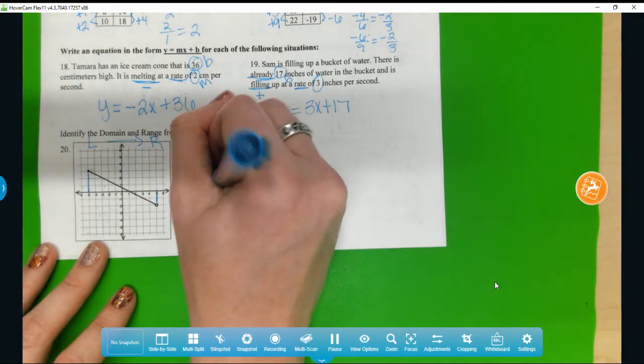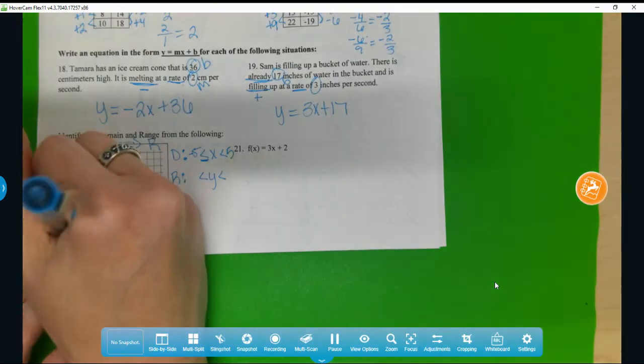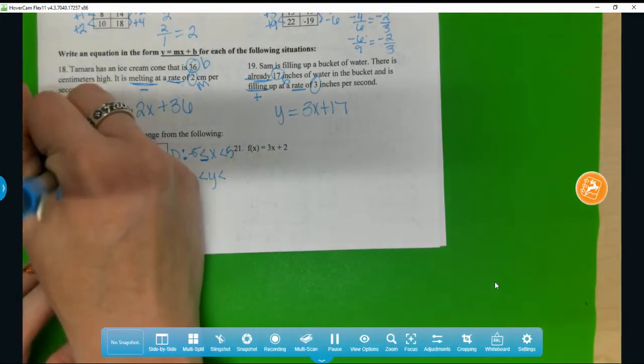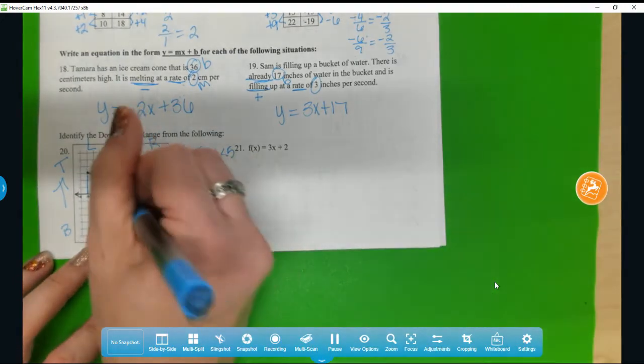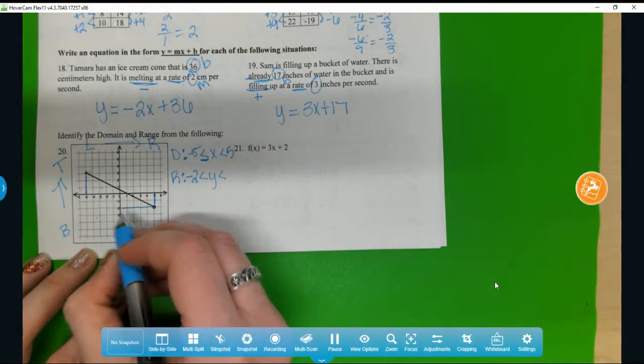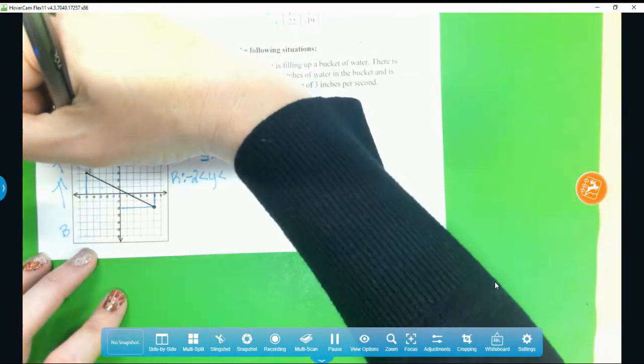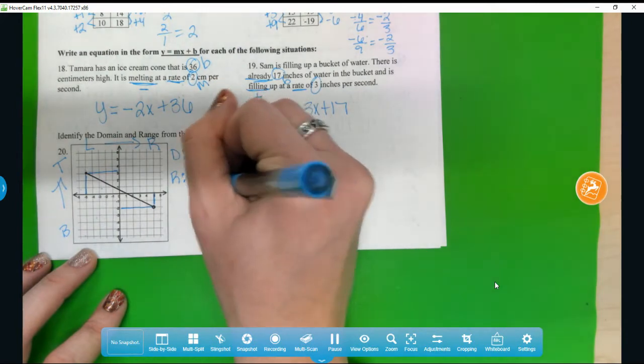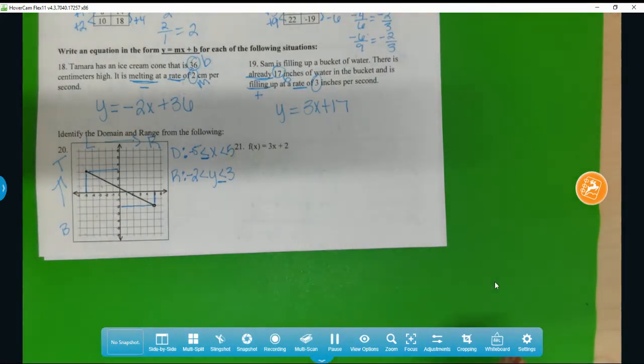Okay, the range is our y's, and we go bottom to top. So at the bottom, we have negative 2, and that is an open circle, so no line. At the top, we have positive 3, that is closed, so we need a line.